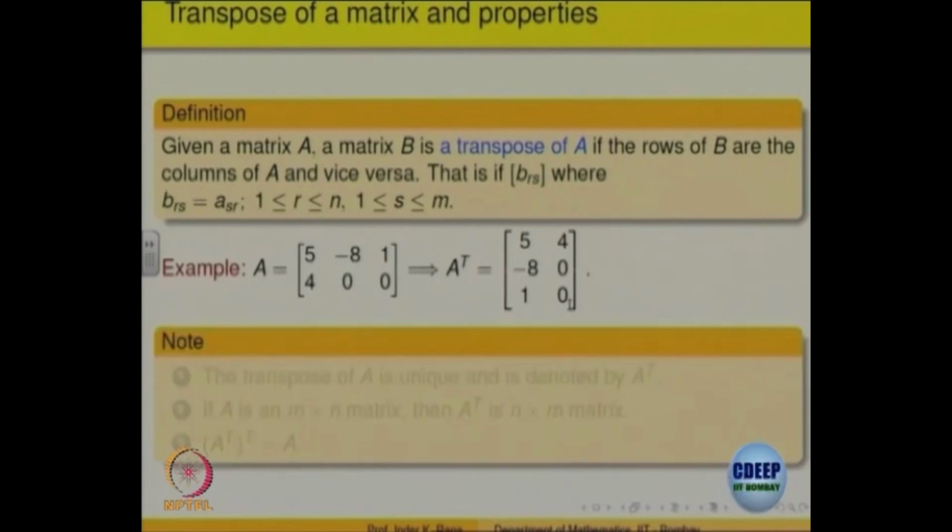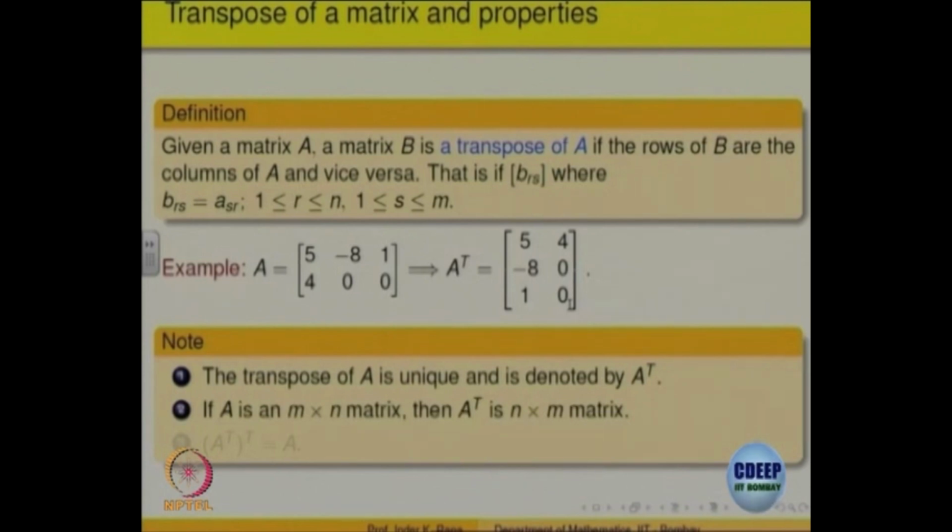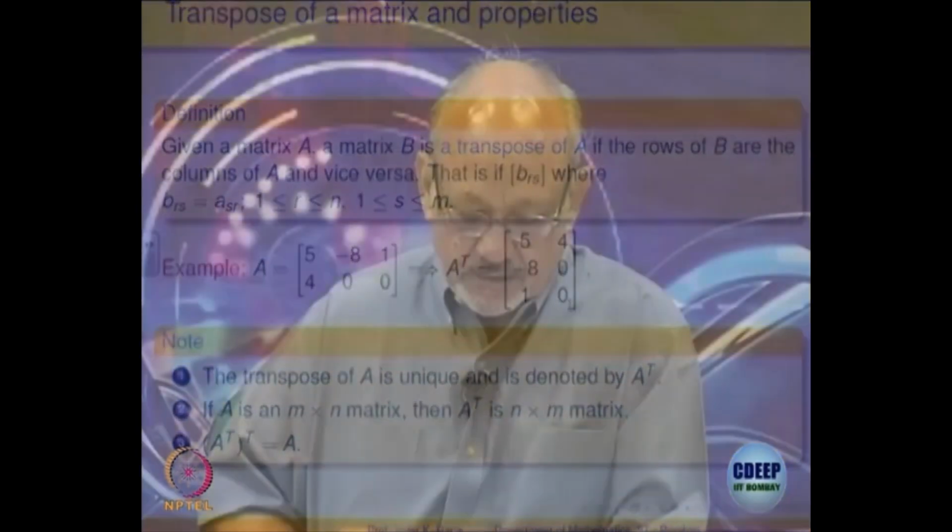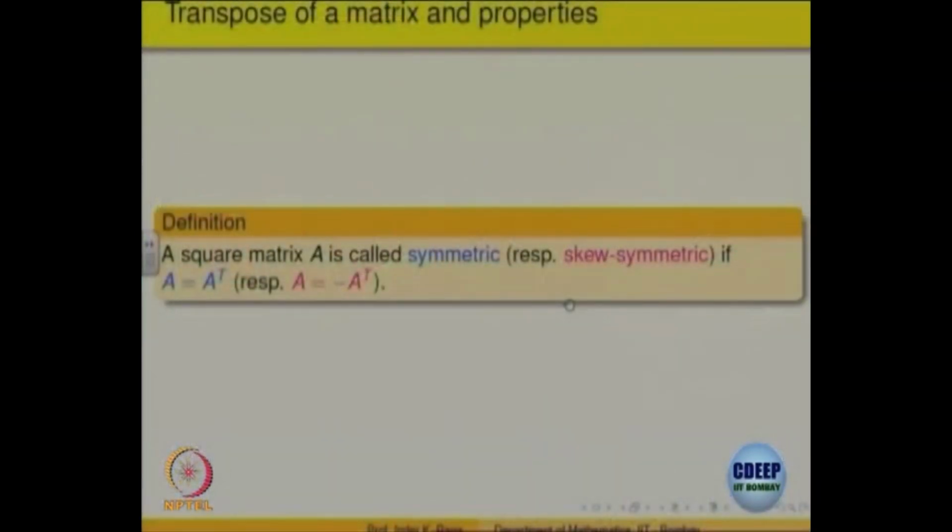Here are some simple observations. Transpose is a well defined matrix, right. Given all the entries of A, if A is M cross N, obviously A transpose is N cross M. And what is the transpose of the transpose? You are getting back the matrix. You interchange rows with columns, you again interchange rows with columns, and you will get back the matrix. So, (A transpose) transpose is equal to A, right. These are elementary properties of matrices. So, we looked at what is defined as the transpose.